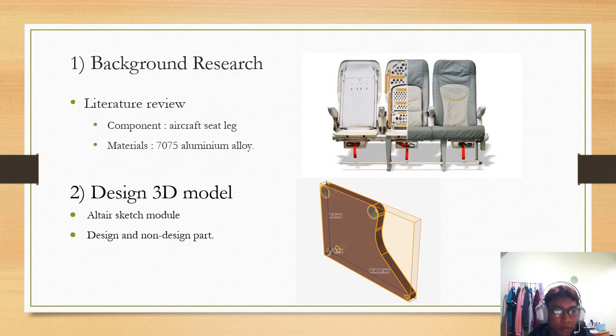The first one is background research. We will do research on previous studies regarding topology optimization to identify the scope of the project. From there, we can come up with a product to design and materials to work with. The result of this step is the component I choose, the aircraft seat, and the material we will use is 7075 aluminum alloy.